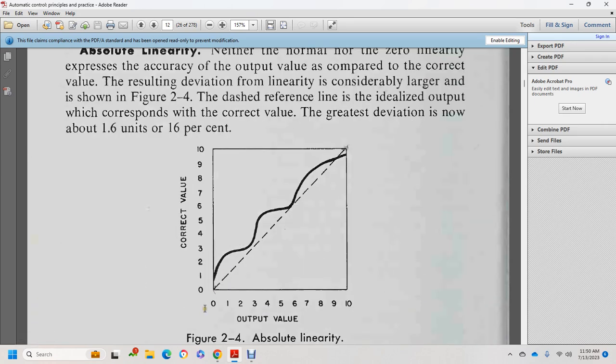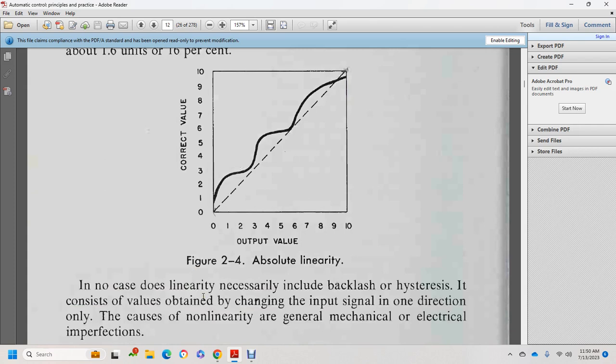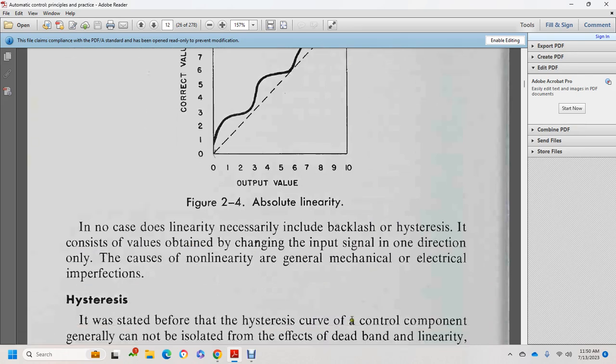This is absolute linearity. In no case the linearity necessarily does include backlash, hysteresis. Consists of values obtained with the change of the input signal in one direction only with the cover of the nonlinearity general mechanical electrical imperfection.